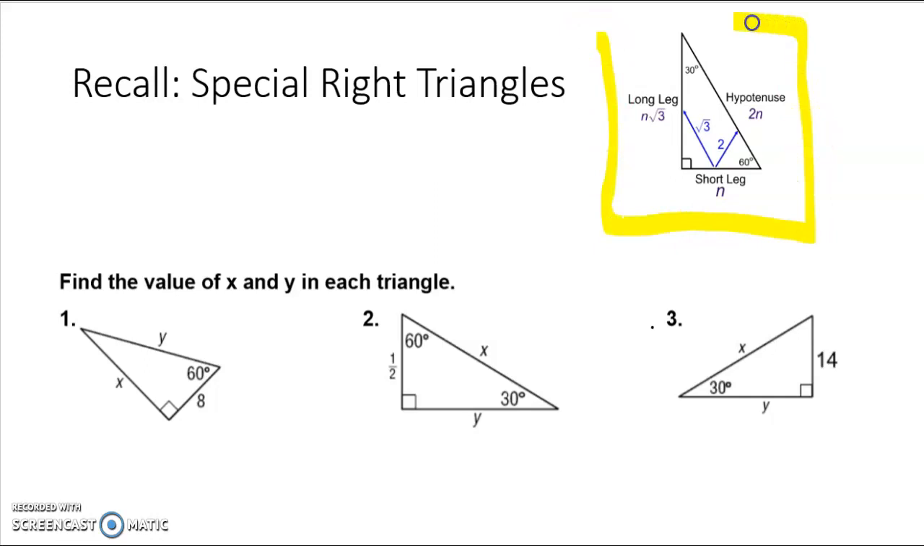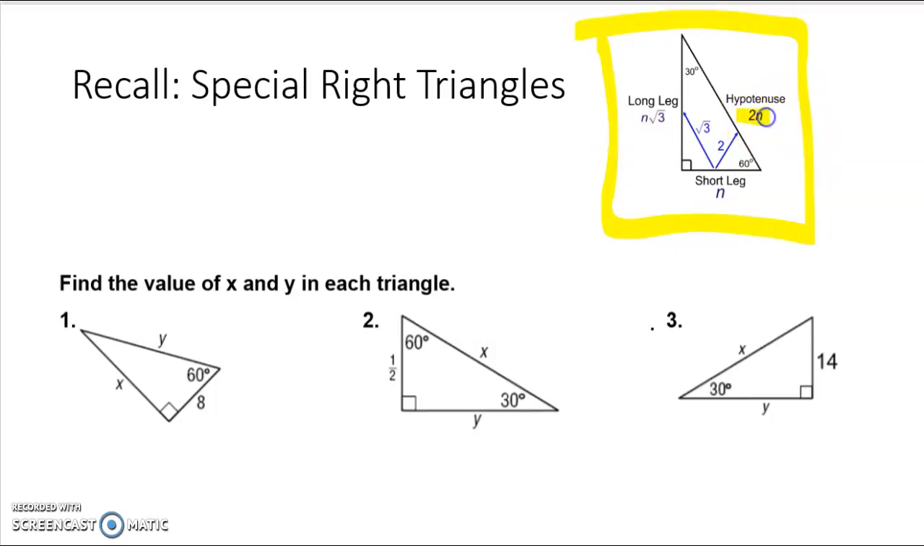Here goes way back to when we made those triangles and we decided there was a relationship between the hypotenuse, the short leg, and the long leg. So here, if the short leg is 8, we know the hypotenuse is 16, and the long leg is 8 root 3. Just following these patterns. Here, if we know the short leg is a half, we know the hypotenuse is 1, and the long leg is root 3 times 1/2, or root 3 over 2. Over here, if we know the short leg is 14, we know the hypotenuse is 28, and the long leg is 14 times root 3.